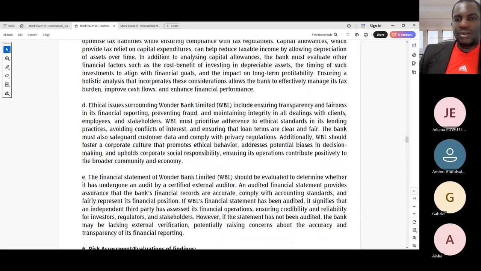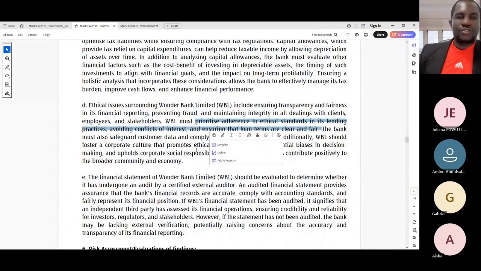Another ethical issue surrounding the bank is the issue of transparency and fairness in financial reporting. It was not said that the ethical standards or the audit of the financial statement, it was not said that was in the 5th point anyway. But then this 4th point, I'm speaking to the fact that ethical standard in lending practices, avoiding conflict of interest, and ensuring that loan terms are clear and fair is an ethical issue. So that's even aside from auditing the financial statements of the bank.